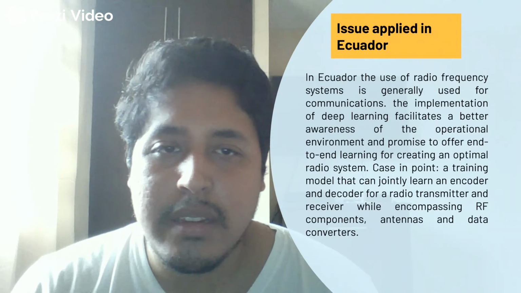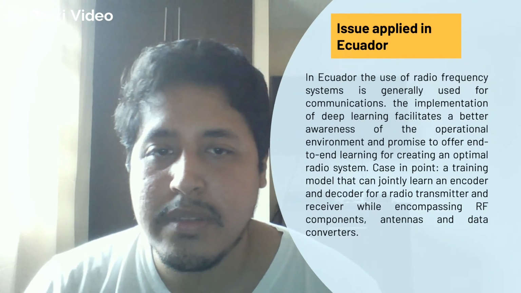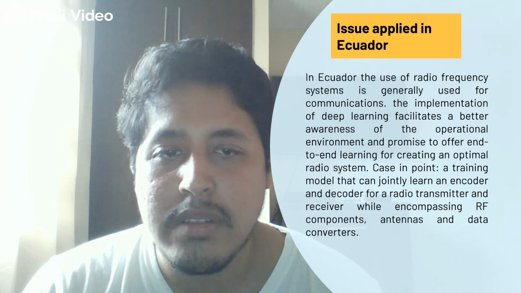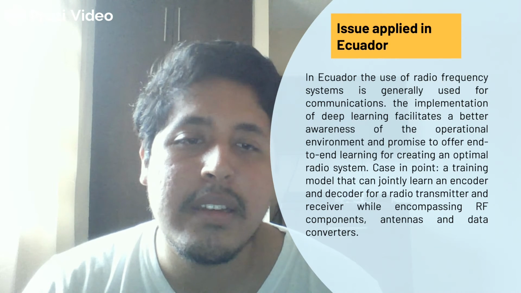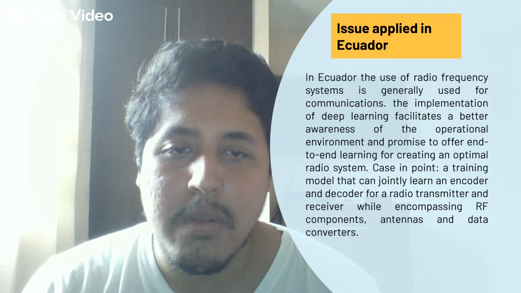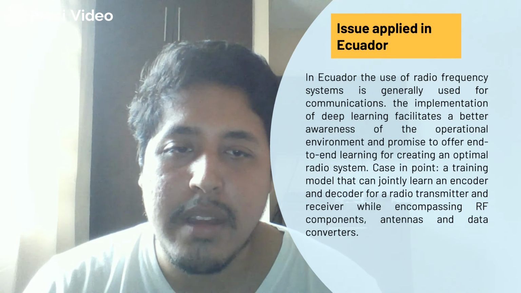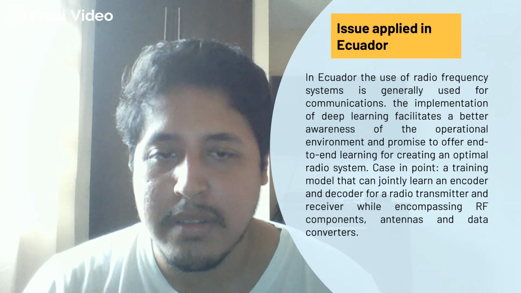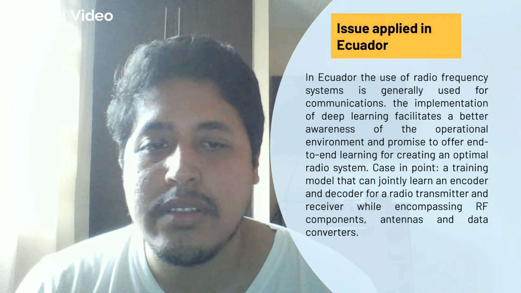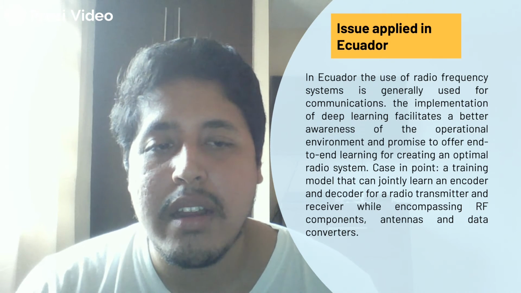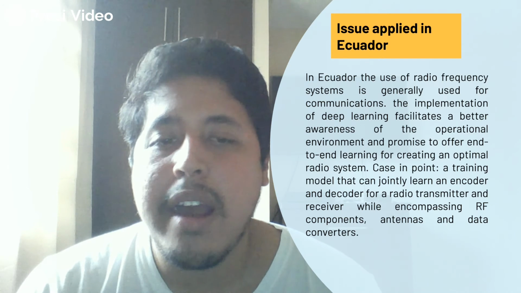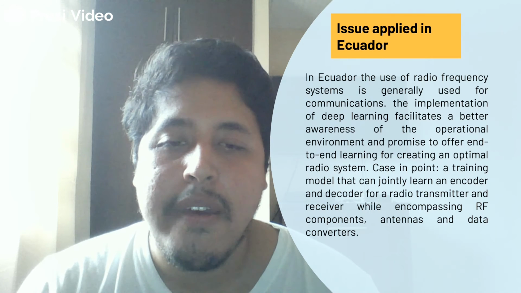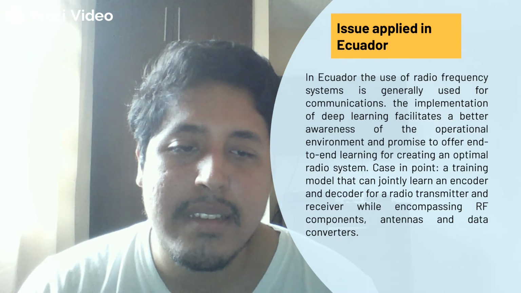Use applied in Ecuador. In Ecuador, the use of radio frequency systems is generally used for communication. Implementation of deep learning facilitates a better awareness of the operational environment and promises to offer end-to-end learning for creating an optimal radio system. Case in point, a traditional model can jointly learn an encoder and decoder for a radio transmitter and receiver while encompassing radio frequency components, antennas, and data converters.